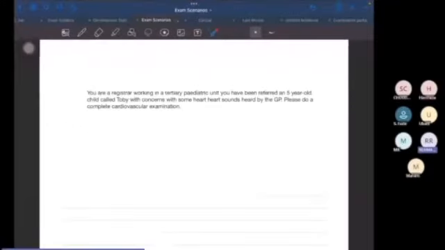Essentially, you're working as a middle grade registrar in a tertiary pediatric unit, and you've been referred a 5-year-old child called Toby, who is attending with his mom. After being referred from the GP, they have been on a follow up from the neonatal unit to the GP, and the GP has referred him to you after hearing some abnormal concerns with the heart sounds.